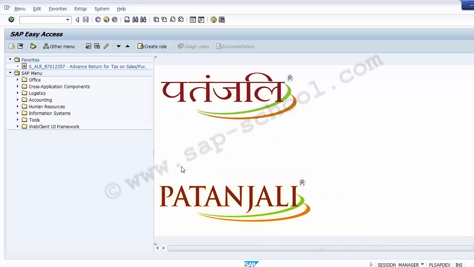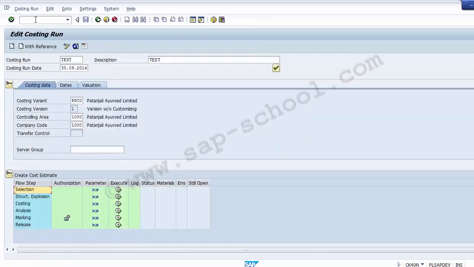So let's execute the transaction for costing run. The transaction is CK40N. Enter. So you can see the screen on the system which shows you edit costing run. So the transaction CK40N is used to execute the costing run, analyze the results, and mark and release the cost. The costing run must be created using a costing variant.